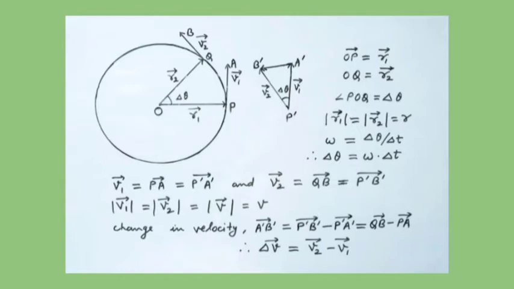The change in velocity, that is the change in the direction of velocity in the time interval t and t plus delta t, is given by A dash B dash, which is equal to P dash B dash minus P dash A dash, also equal to QB minus PA. So delta v is equal to v2 minus v1.